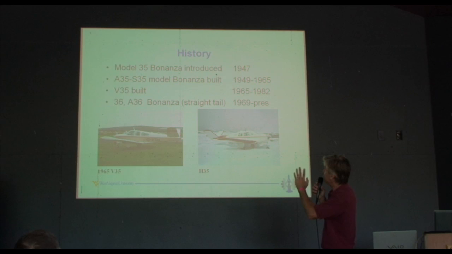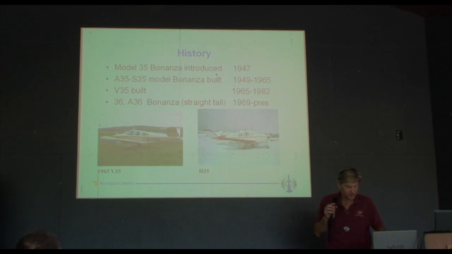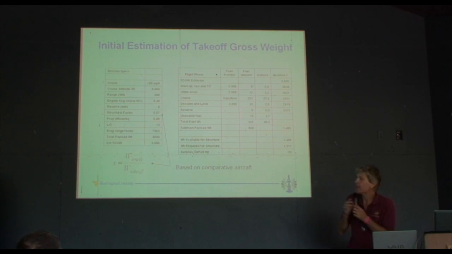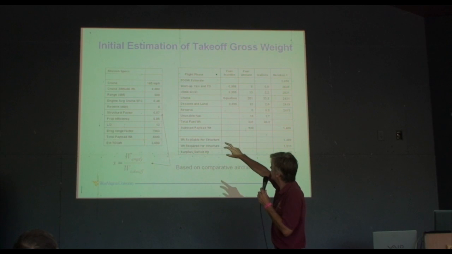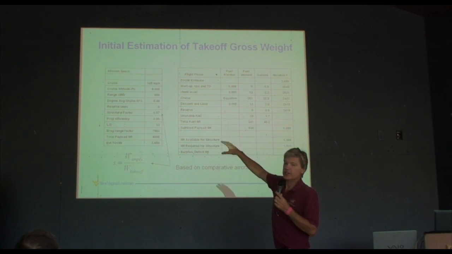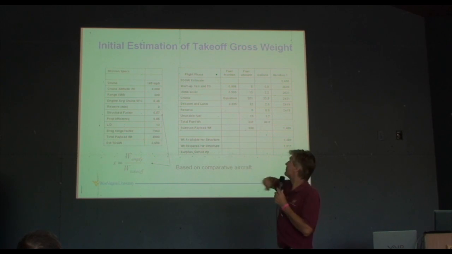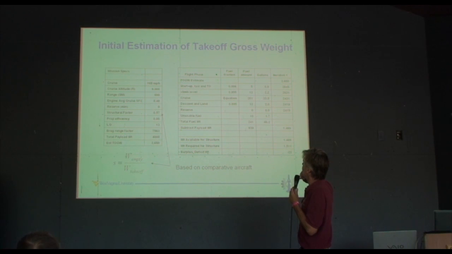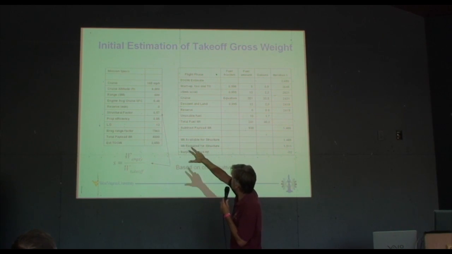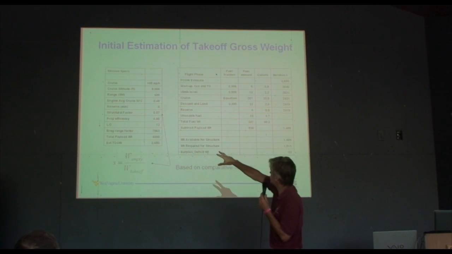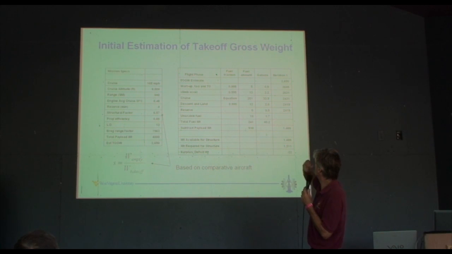I really don't have time for this either. This is just a little history of the Bonanza. And I probably ought to go ahead and jump right to the results. But I will say this, the basic airplane cruises at about 165 miles per hour at 65% power. And if you're interested, these are some of the basic numbers that go into the basic airplane. The prop efficiency is about 0.85.